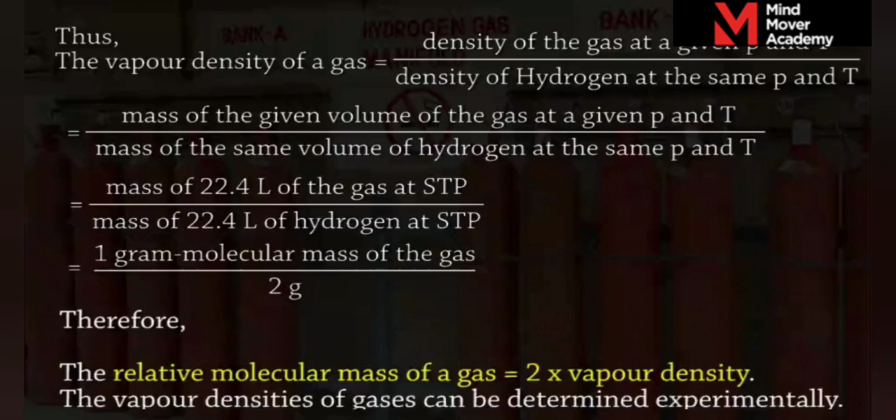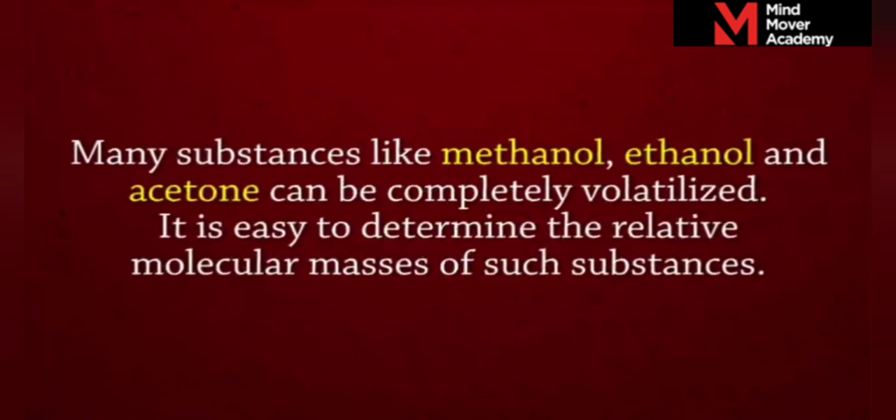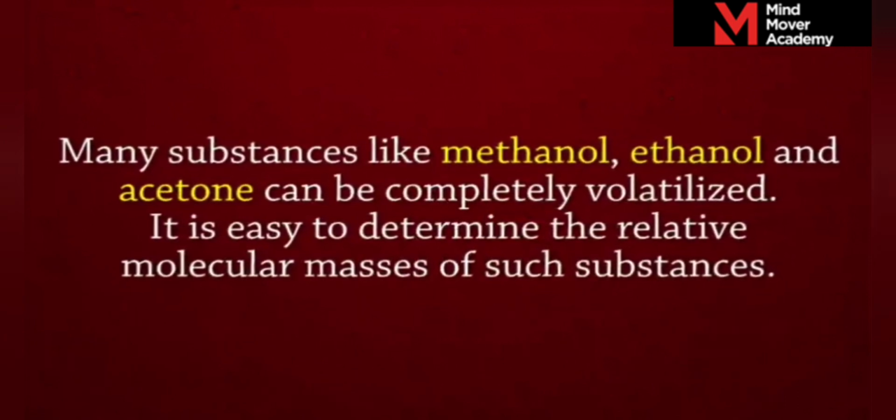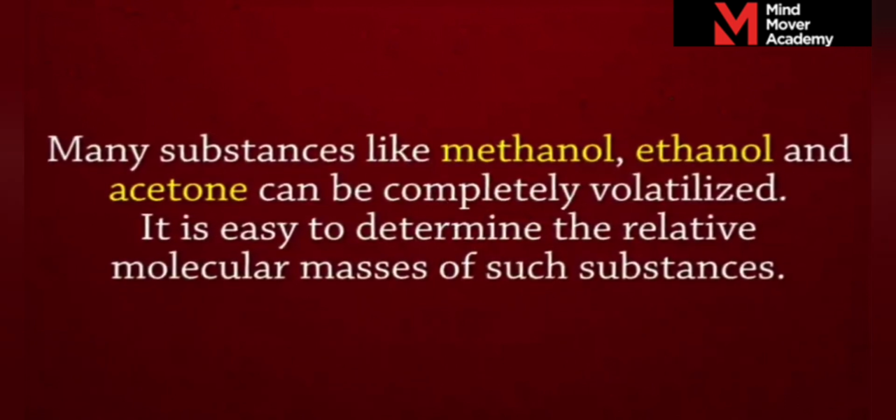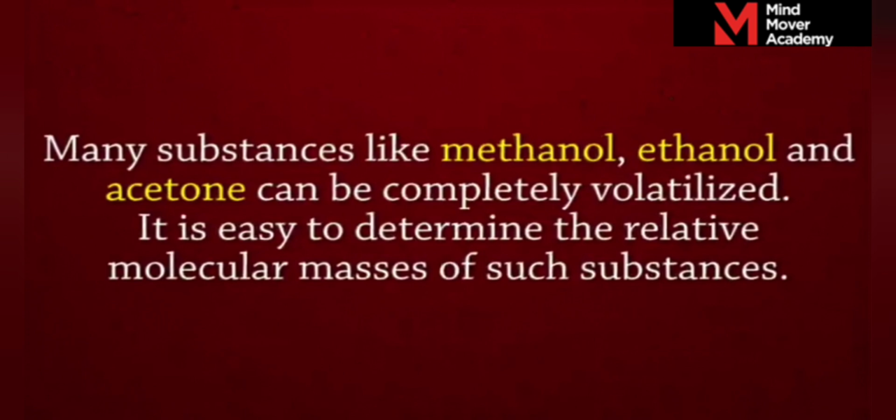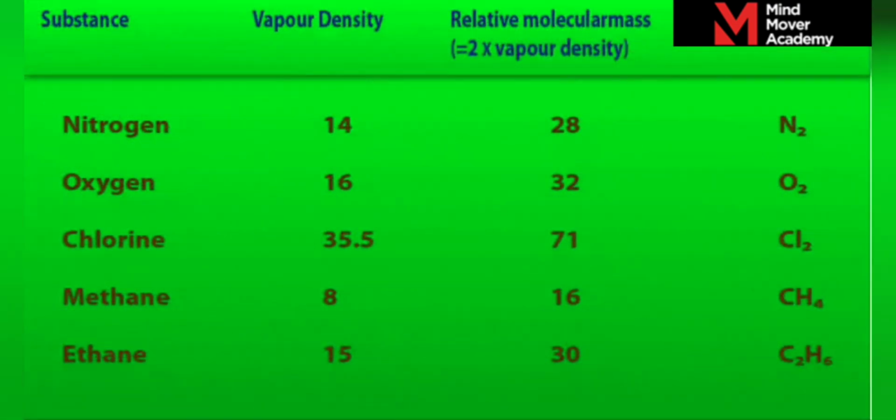The vapor densities of gases can be determined experimentally. Many substances like methanol, ethanol and acetone can be completely volatilized. Thus, it is easy to determine the relative molecular masses of such substances. Here is the table of some common substances with their relative molecular mass.